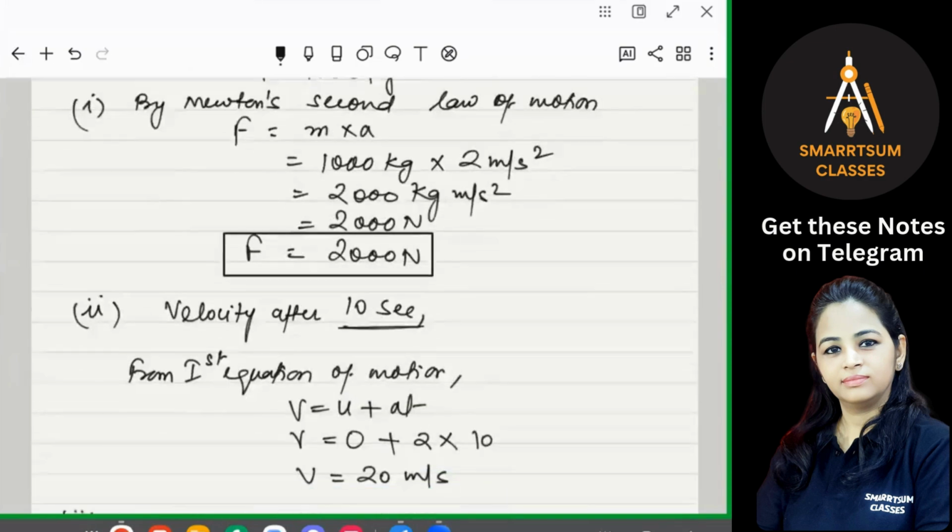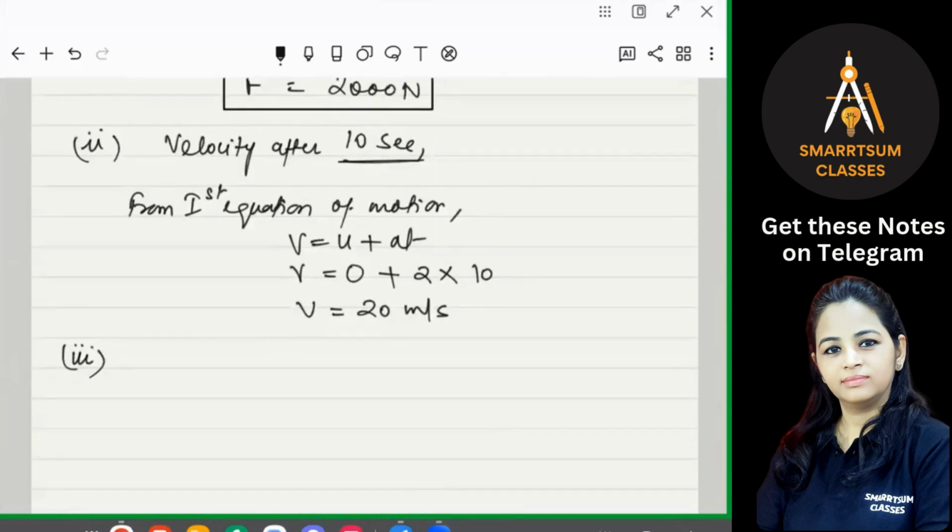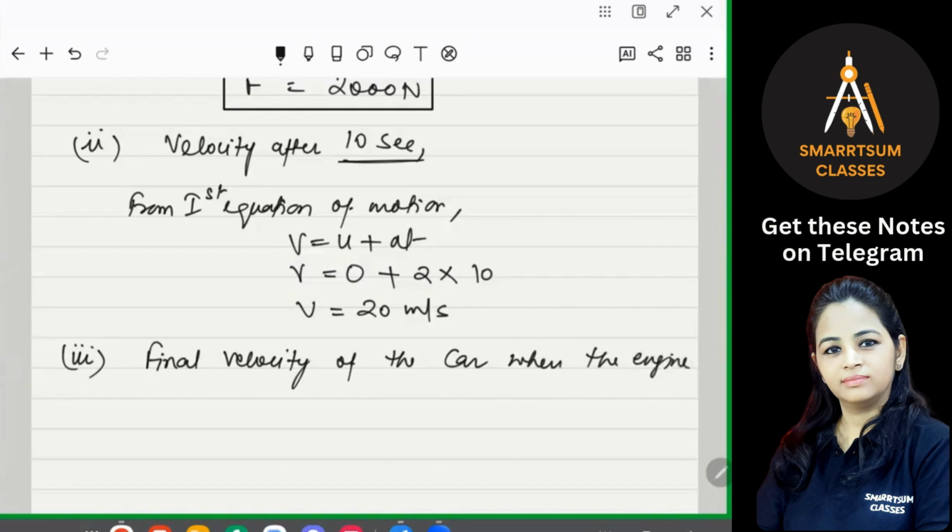Are you getting that? So what we will do, we will first find out the final velocity of the car after 15 seconds, because the engine was working for 15 seconds. So the car attained some velocity. Yes or no? So write down the final velocity of the car when the engine is on, after 15 seconds. Means after 15 seconds of the engine being on, what will be the velocity it attains?